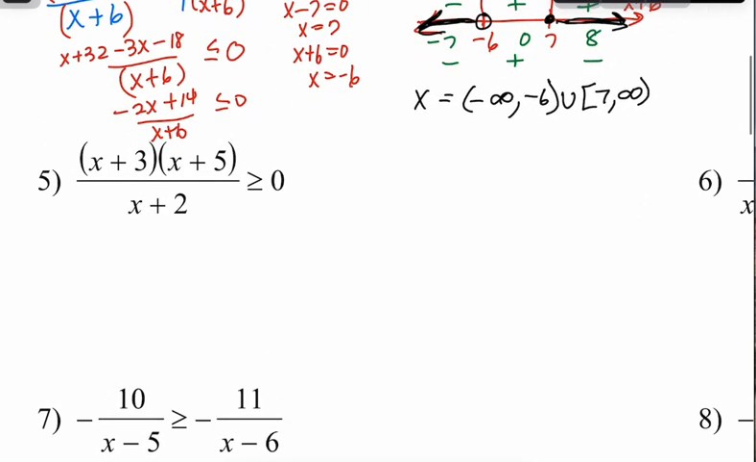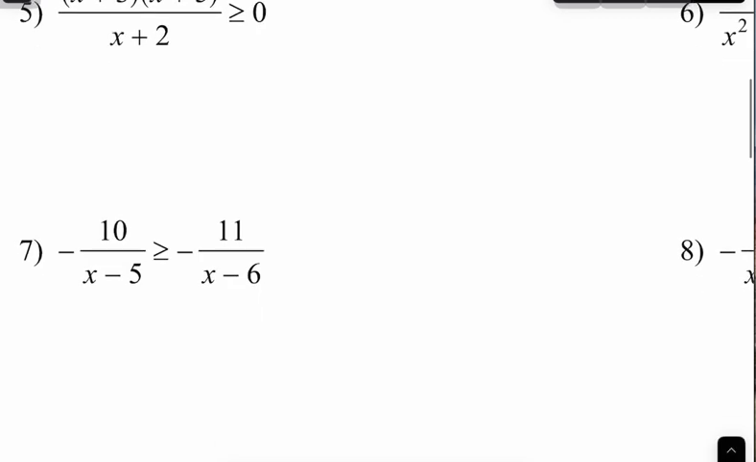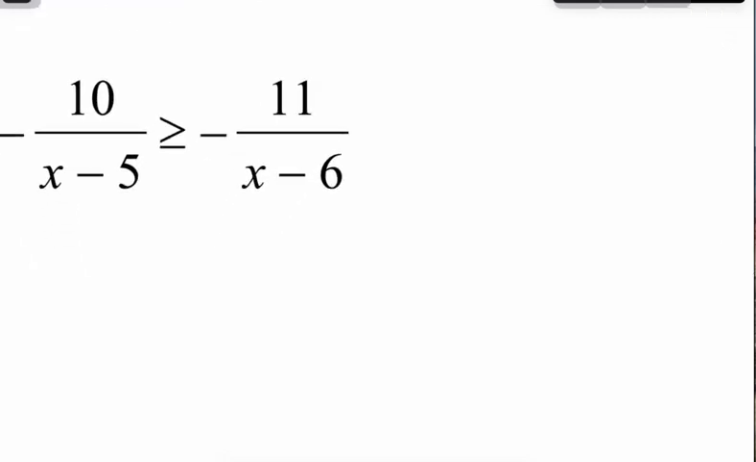Now 5 looks complicated, but they related it to 0. They have factored it, so that one shouldn't be too bad. It should be kind of ready to go. I would like to do one that is not ready to go, number 7. Ugh, it's a gross one. So I really want to do this one together.